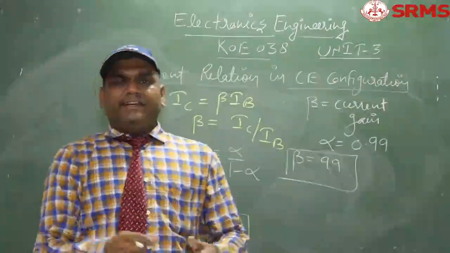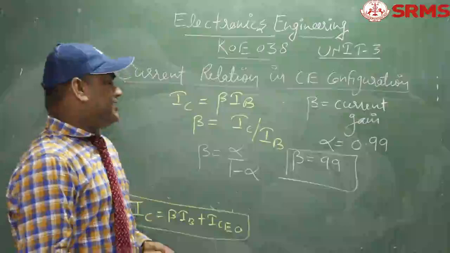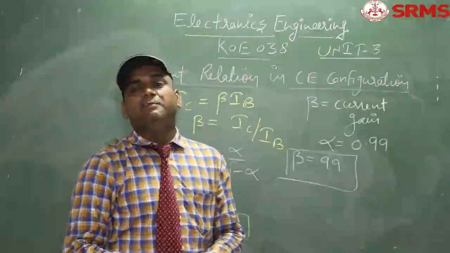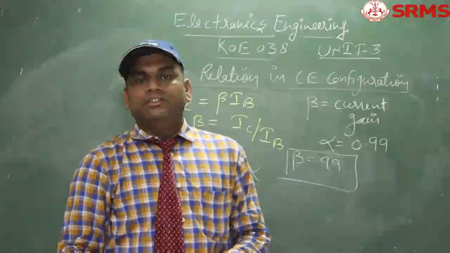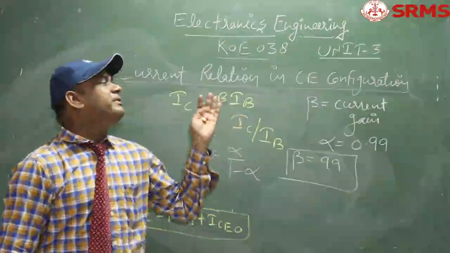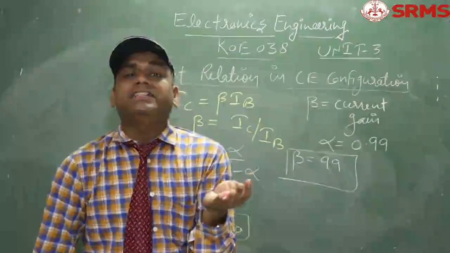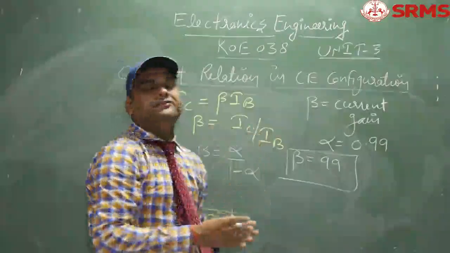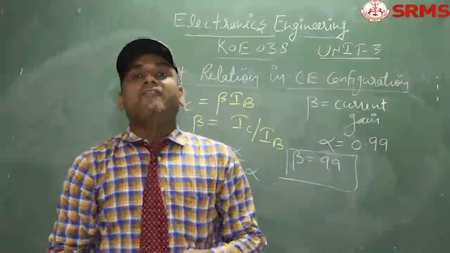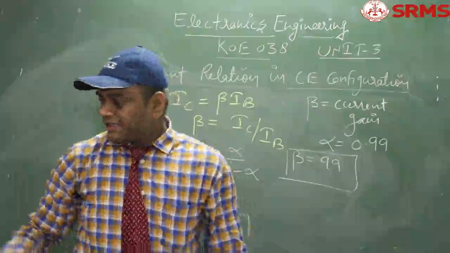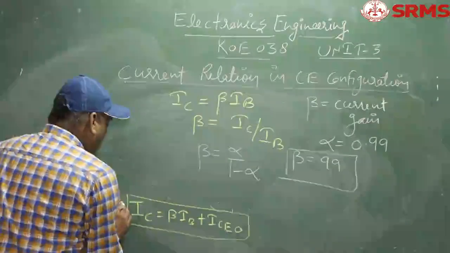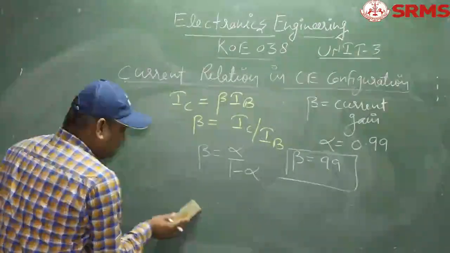So the current gain in the common emitter configuration is very high compared to the common base configuration. So this is the advantage of common emitter configuration. And what is the application of NPN transistor as far as common emitter configuration is concerned, we will discuss after some time. Is that clear? Now this is the current relationship.